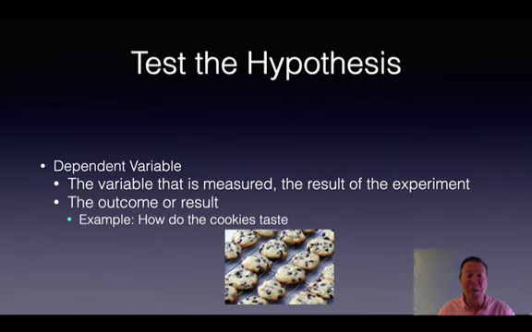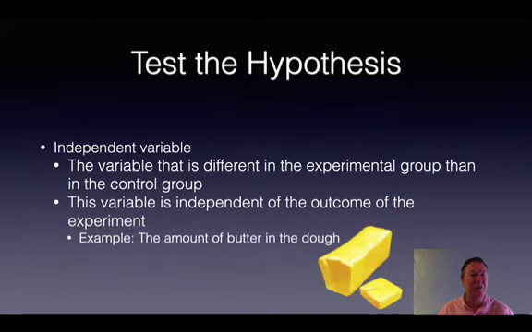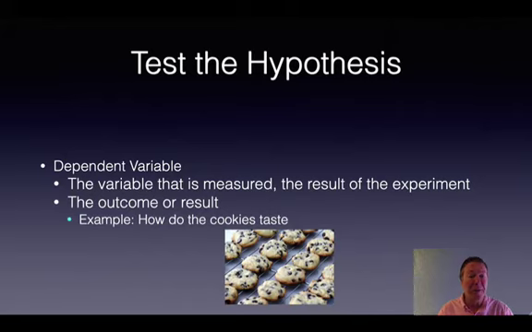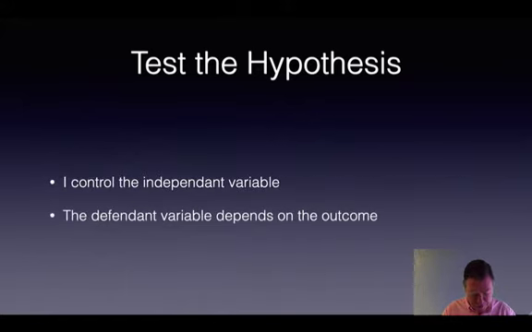The dependent variable is the result, and that's the thing that confuses. The independent variable is what's different between the 2 groups. The dependent variable is the outcome. How do the cookies taste? Do they taste better? Do they taste worse? So the independent variable is the change. The dependent variable is the result. One way to think about this is I control the independent variable. One more time. I, starts with I, control the independent variable. That's the thing that we're changing.